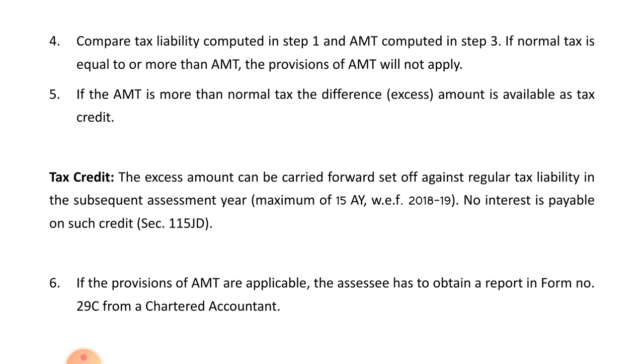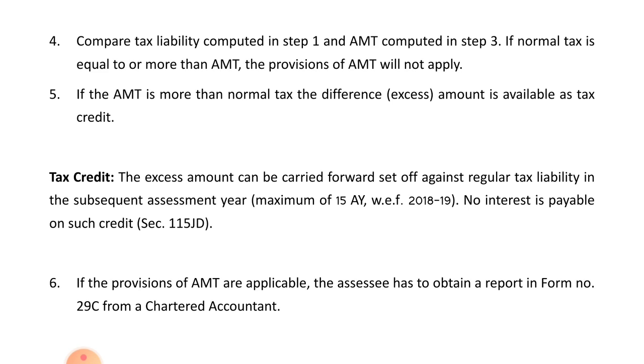The tax credit will be allowed in the year in which the tax payable on total income is more than the tax payable under alternate minimum tax. If the normal tax is more than AMT, you can use this tax credit. The set off will be allowed to the extent of an amount equal to the difference between two taxes.